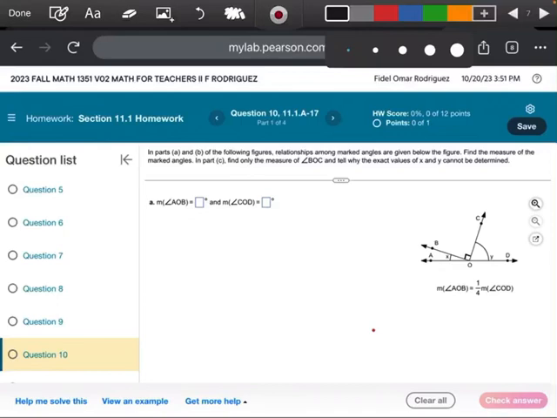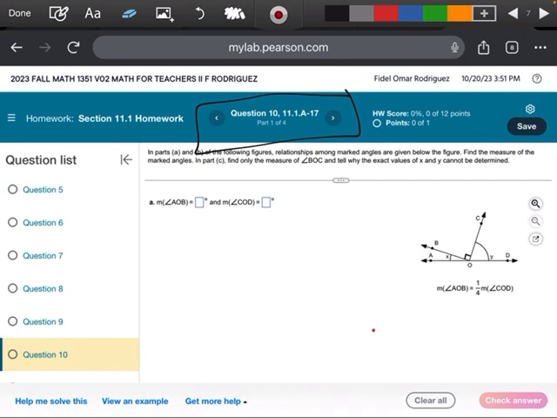All right, so y'all, this is another problem here out of 11.1, and it's question number 10. The student sent me their problem, but I know it looks like there's parts. It says in parts A and B, find the relationships and all that kind of thing, and then in part C. I want to make sure that I can do A, B, and C, and I only see A here, so I'm just going to do this one.